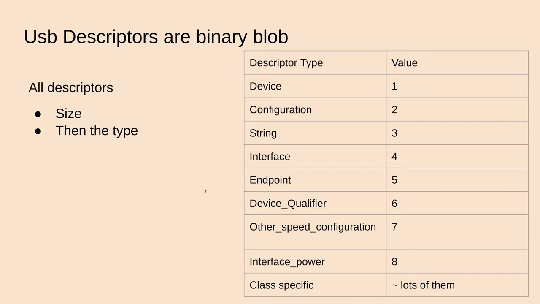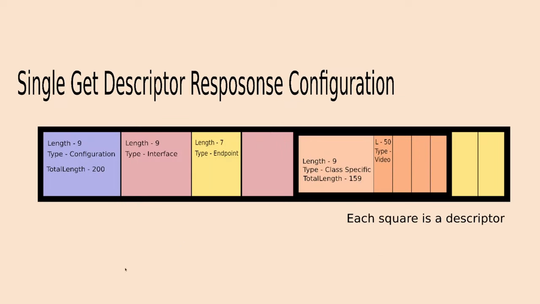And just so we get an idea of what a USB descriptor looks like from a general view, I got a little picture right here. So this is an example of the configuration response. So we have a configuration type with a size of 9. And what kind of makes USB sometimes a pain to work with is, in this case, the configuration has a property of the total size.